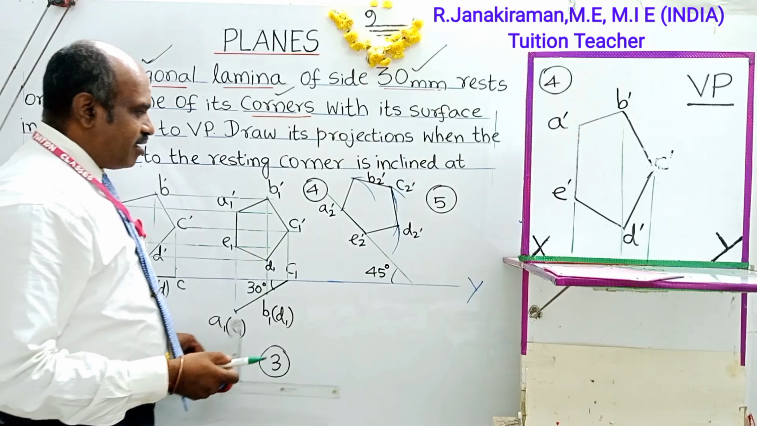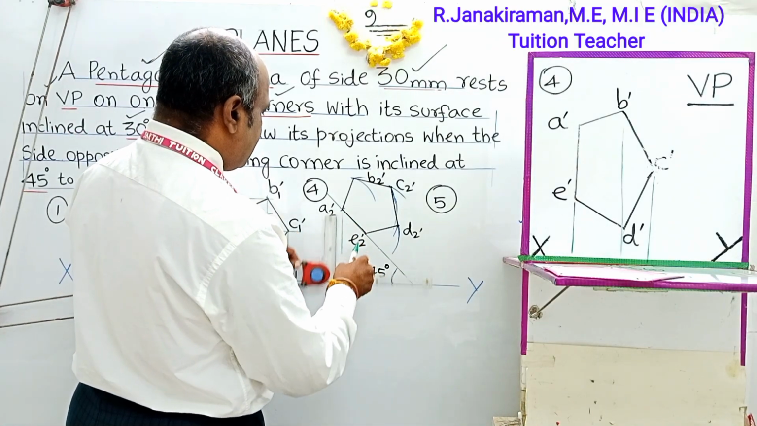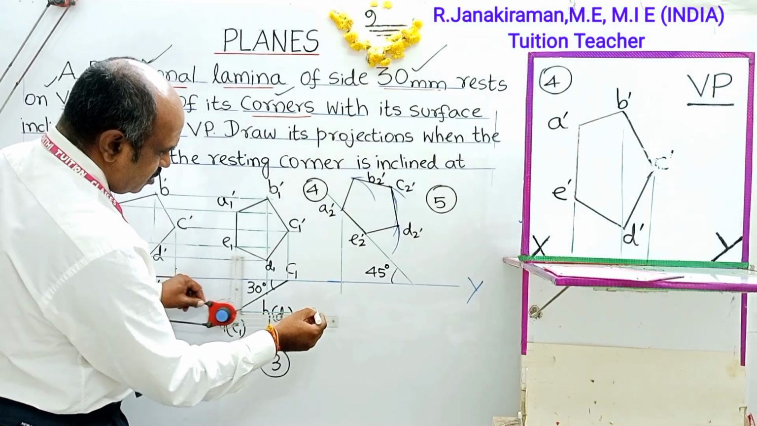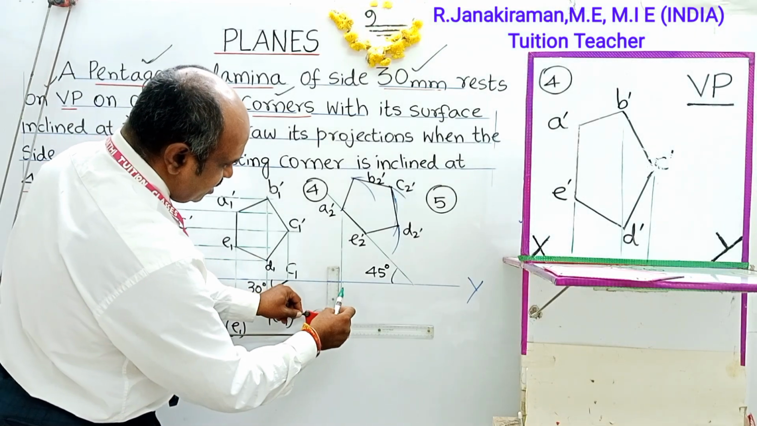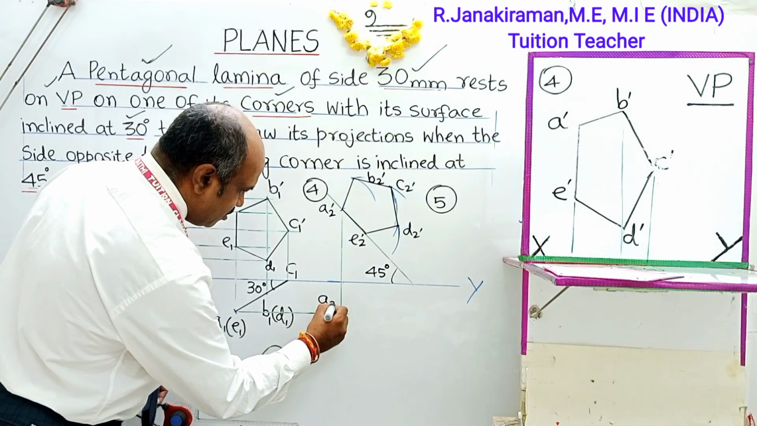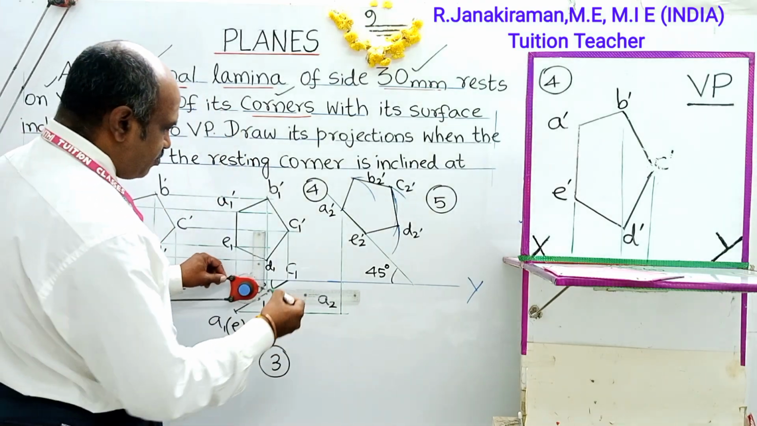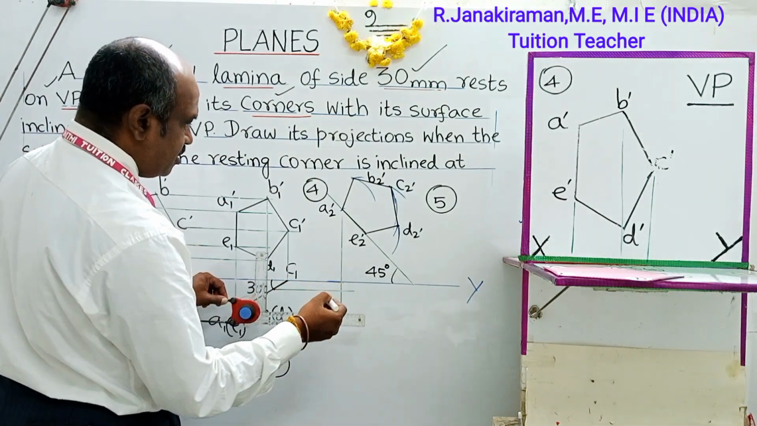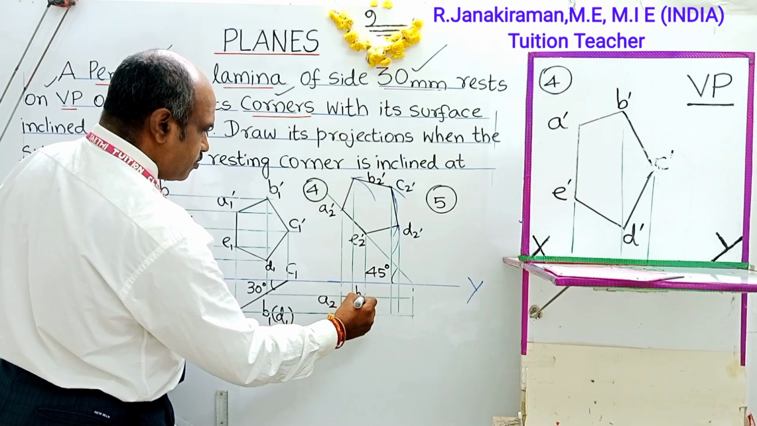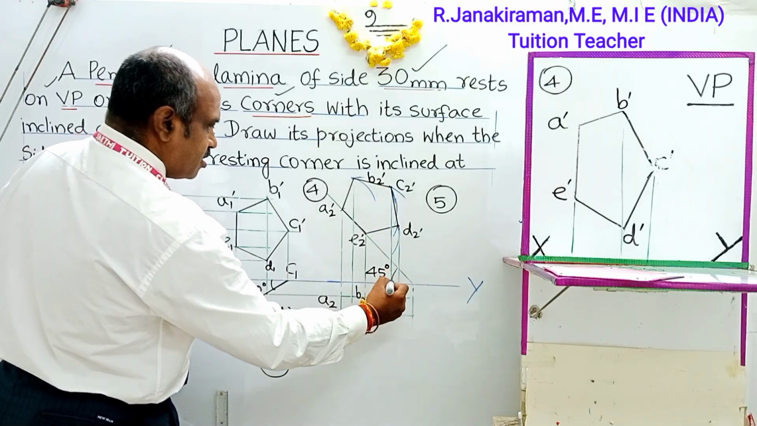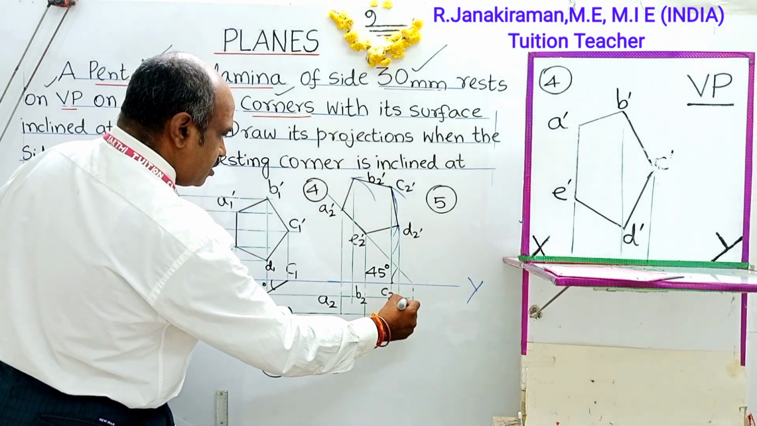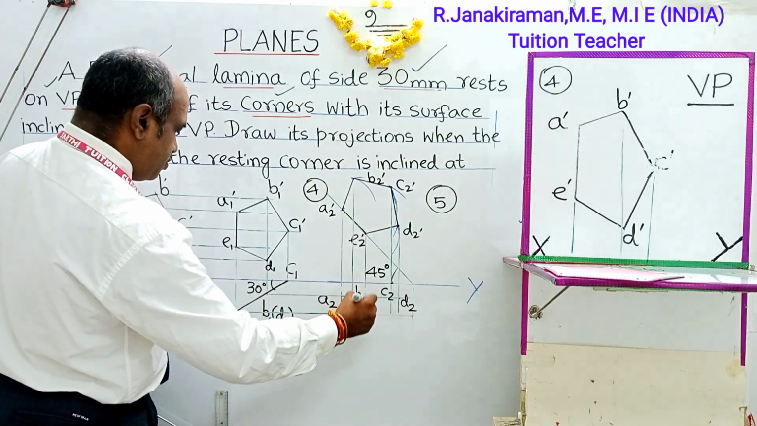Okay, so draw vertical projectors from all the corners, vertical A, horizontal A. Both intersect here and shall be marked as A suffix 2. Dash will not come for top view corners, A suffix 2. Okay. Similarly, follow the procedure. Next to A will be B, B2. Next to B, horizontal B, vertical B, B2. Next is C, this is C2. Next D, D2. Next is E2.